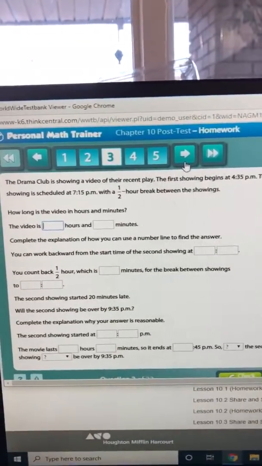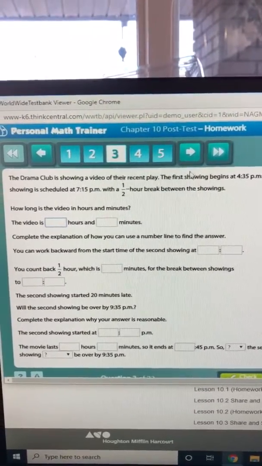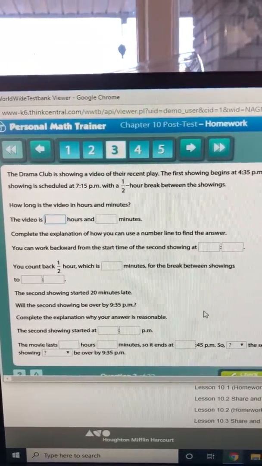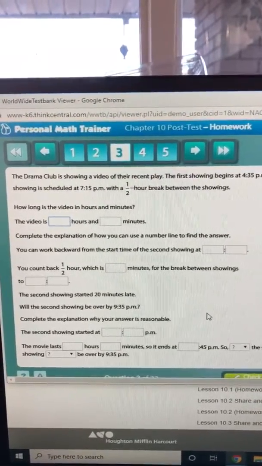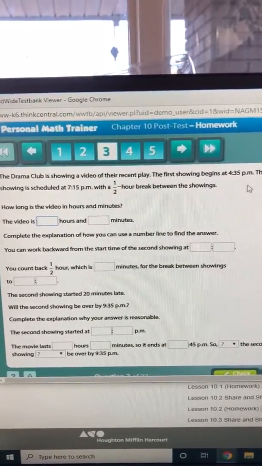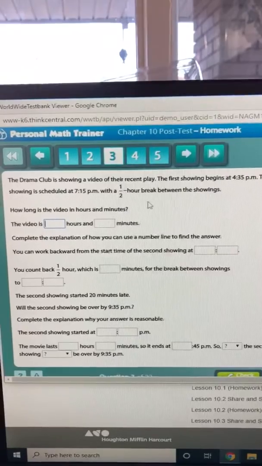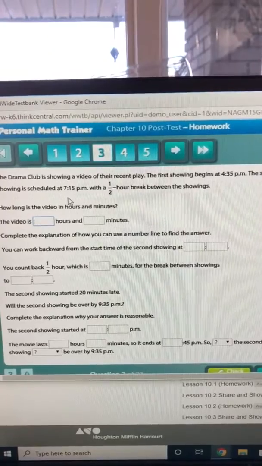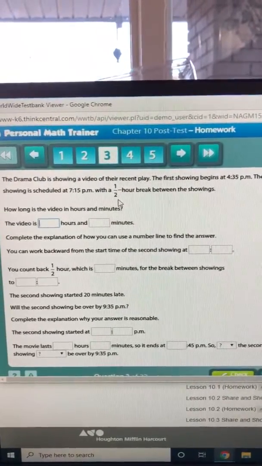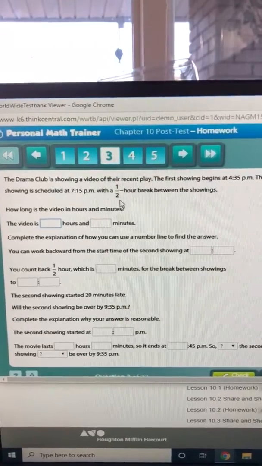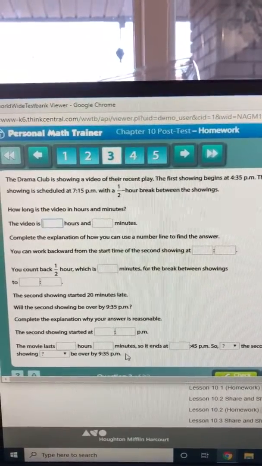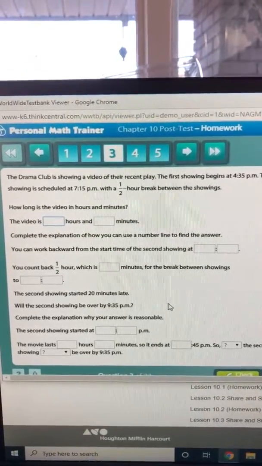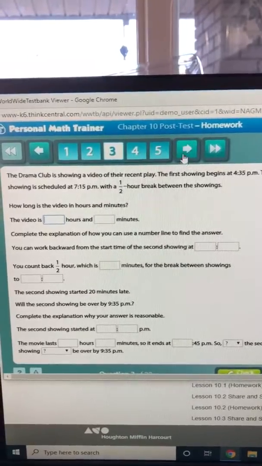This problem is a really long multi-step problem, and what you're going to want to do is lay it out like a timeline, like you would a number line, and plug in the pieces you know. The first show starts at 4:35. The second one is going to start at 7:15. That's going to be way to the right of 4:35. But work backwards and take off that half-hour break. Then start thinking about how to plug in these different pieces. If you get super stuck on this problem, tell me and I will do a video just about this problem.